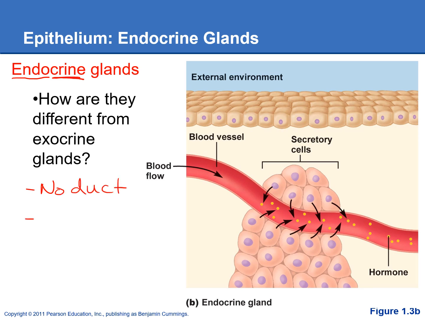And the other big difference is these endocrine glands are going to secrete hormones to the inside of your body into the blood. So that's what endo is referring to, as you're secreting the hormones, the products they're producing, into the blood, into the inside of your body.